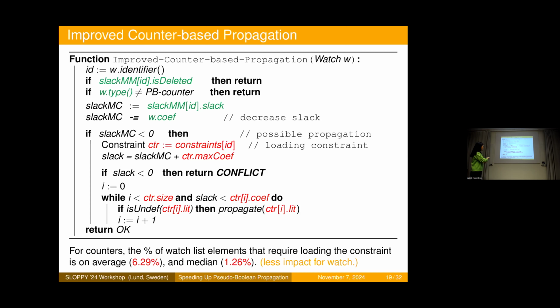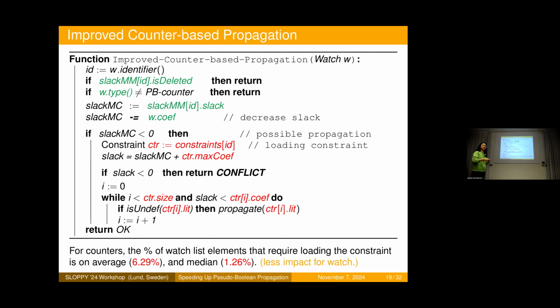So finally, we computed the percentage of this line that's executed. We get the average of this percentage and the median. They are very small, which is very good. Before the change, this percentage could be 100%. But now there is much less impact for watch, because the information of whether this literal is being watched or not is saved in the constraint by using the positive or negative coefficient. So the good impact for watch comes from here, the watch list.